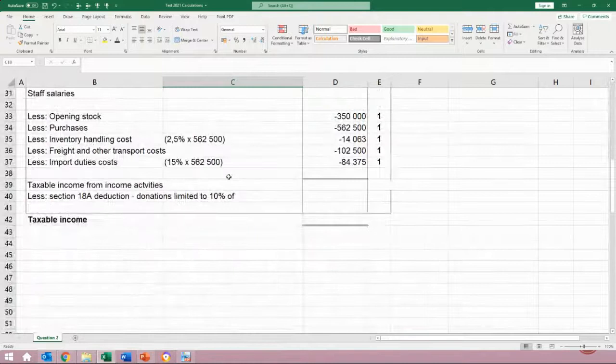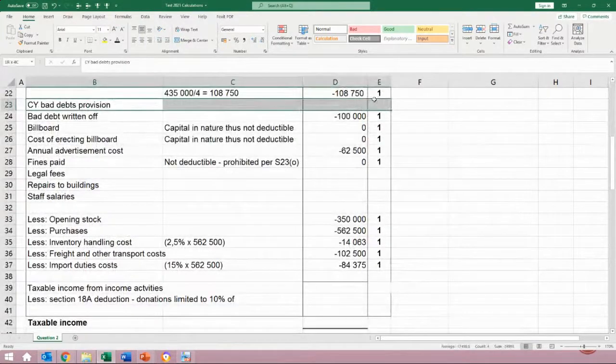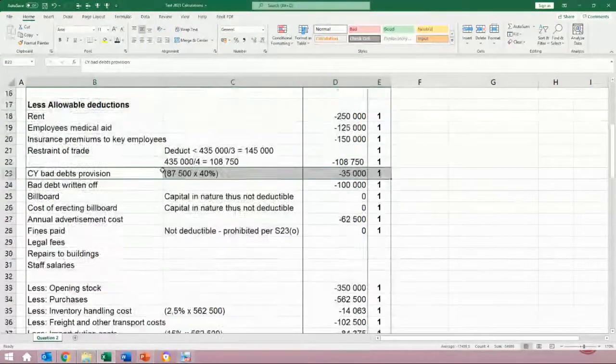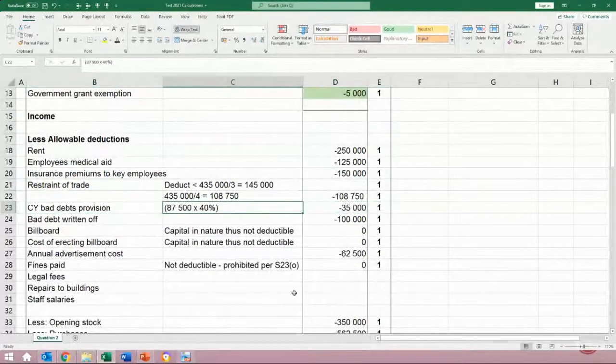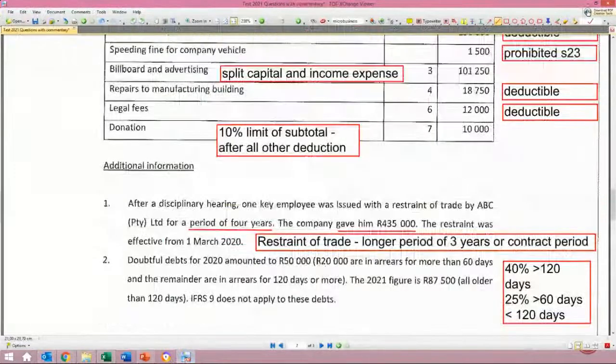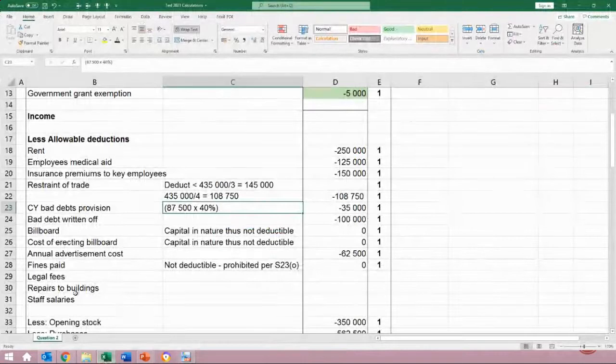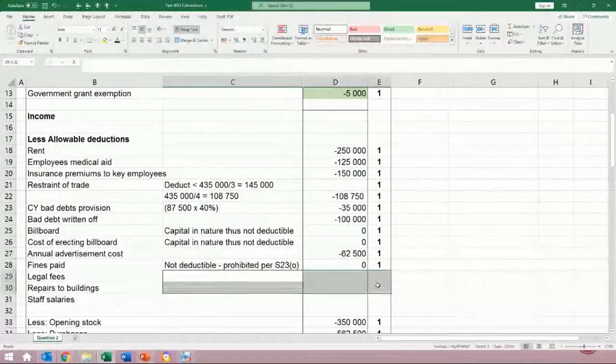And then the current year would have been the full 87,500. But because everything is older than 120 days, you would apply the 40% as opposed to the 25%. And that would have been a deduction for 35,000. Then your repairs to manufacturing building, because it related to normal repairs, would have been deductible. And we said the legal fees related to the importation of your inventory, which would also have been deductible. So those ones you just deduct normally.